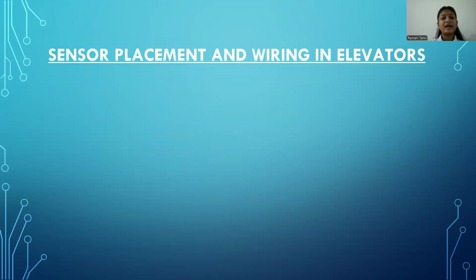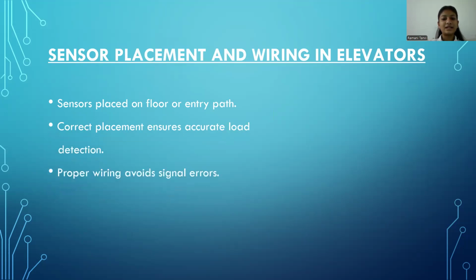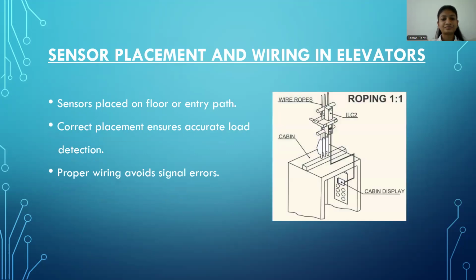Sensor placement and wiring in elevators. Sensor placement is key. They should be in areas where people actually stand on the floor or near the entrance. We also need clean wiring, no loose connections, so we get an accurate signal. Bad wiring can cause false alarms or system failure.